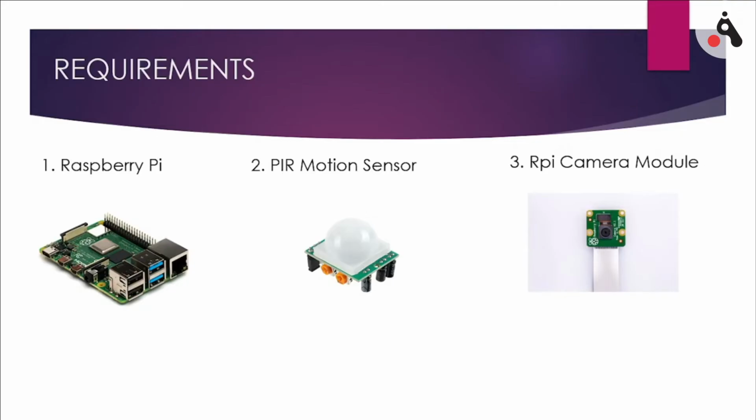Talking about the requirements for this project, we need a Raspberry Pi, and it can be of any model. Here I am using Raspberry Pi model 3B Plus, but you can use any model like Raspberry Pi Zero or 4, anything. The second requirement is the PIR motion sensor, and this is used for the detection of the motion, which we have already seen in the demo. The third requirement is the Raspberry Pi camera module, and here I am using a 5 megapixel Raspberry Pi camera module, and you can also use the 8 megapixel NoIR camera module.